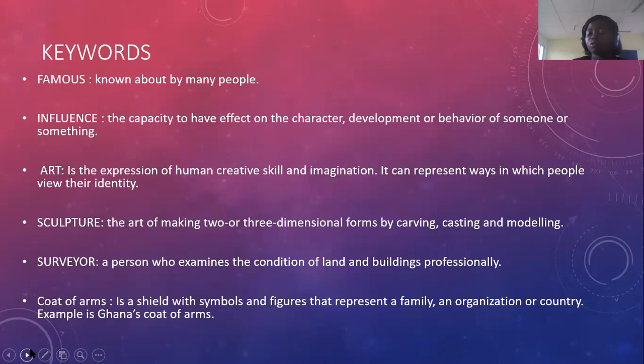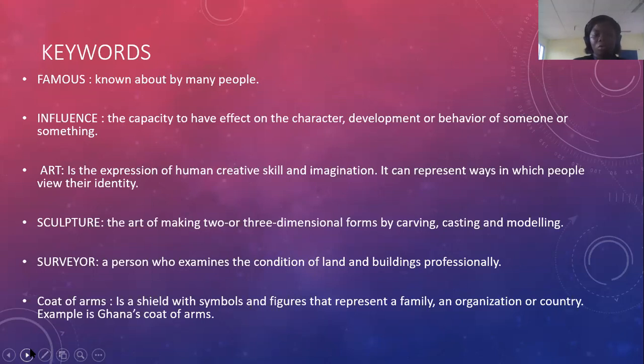The next word is sculpture. Sculpture: the art of making two- or three-dimensional forms by carving, casting, and modeling. We've seen a lot of artworks around us that have been made through this technique. We've seen statues, flower pots, flower vases, and busts. They've all been made through this beautiful technique called sculpture. Then the next word is surveyor: a person who examines the condition of land and buildings professionally.